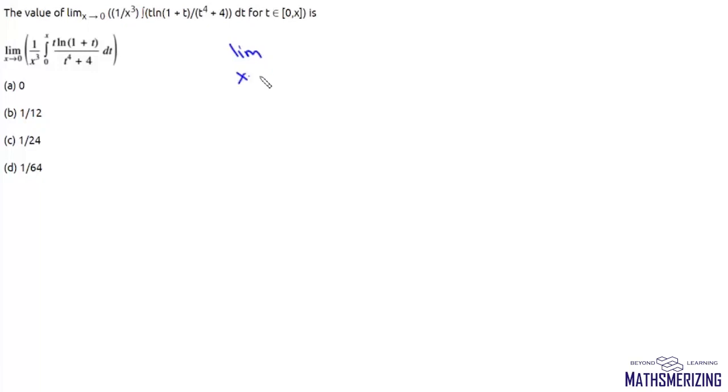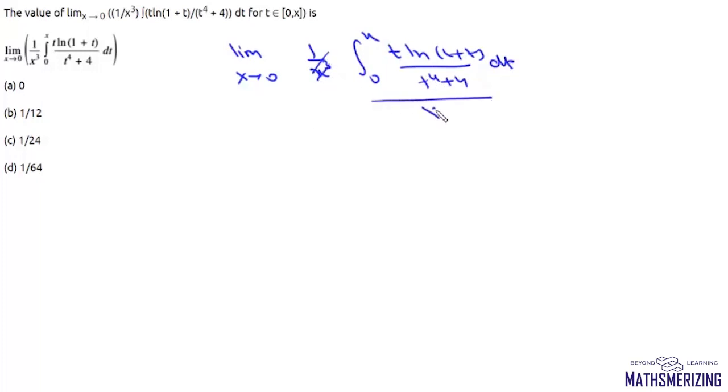Now here the question is, we need to find the value of this limit: limit x tends to 0 of 1 upon x cube, the integral from 0 to x of t log(1 plus t) upon t to the power 4 plus 4 dt. Now what we'll do is, we'll write this as this integral upon x cube. Now when x tends to 0, this limit will be from 0 to 0. So this is 0, and then in the denominator, it is also 0. So it is a 0 upon 0 form.